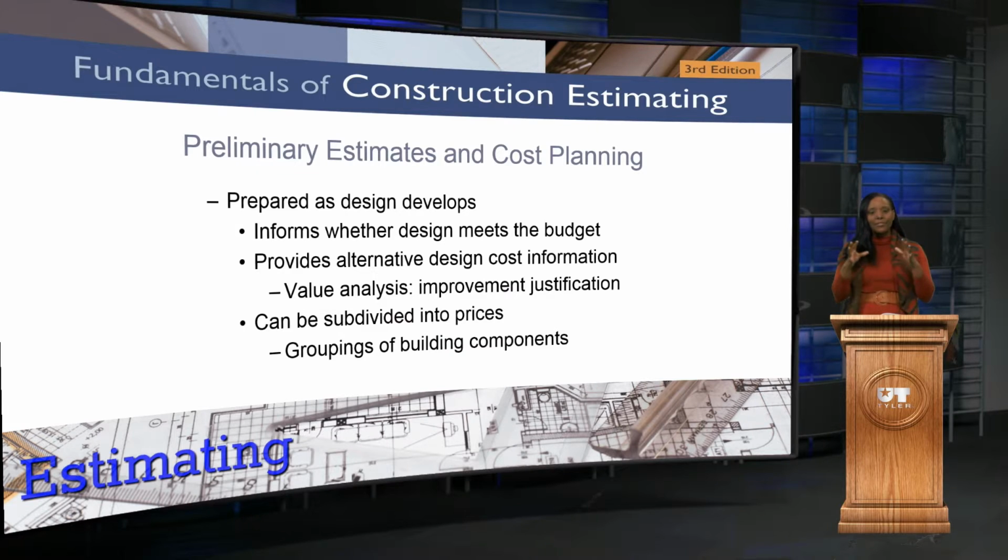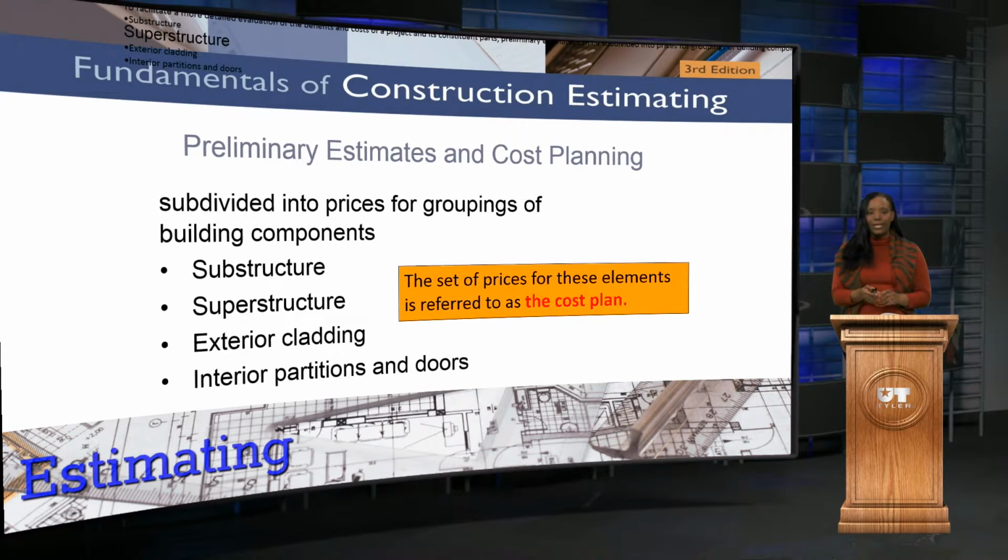And then there's a little bit of subdividing that you can do also when it comes to the preliminary stage. So going forward here, when I say subdividing, you're really subdividing things into what we call assemblies, and you're trying to basically make groupings of your building components. So you're going to start out where you have your substructure, and then the superstructure, then we get into the exterior cladding, and of course the interior partitions and doors. And all of this really is the set of prices for elements that's going to be referred to as the cost plan, okay?